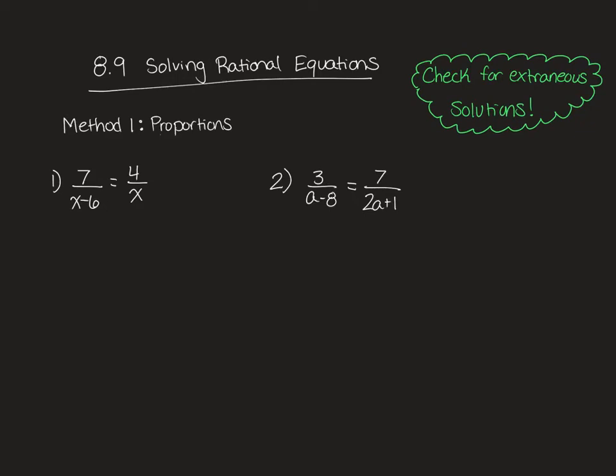Okay, so today we're going to talk about solving rational equations. There's two methods to do this. The first one is using proportions. Now, a proportion is whenever you have a fraction equal to a fraction. Okay, this is the only time whenever you can cross multiply.